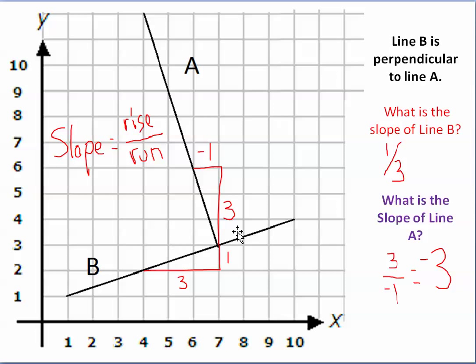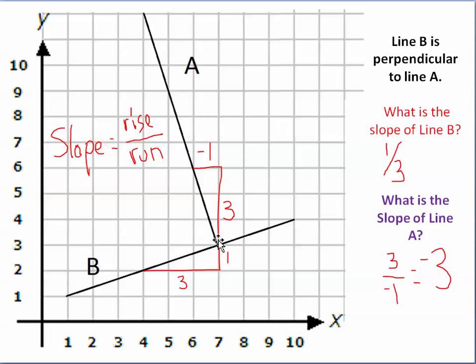This is a positive slope. I have a positive 3 and I have a positive 1. A positive rise of 1 and a positive run of 3 means that my slope, my m value, is a slope of 1/3.